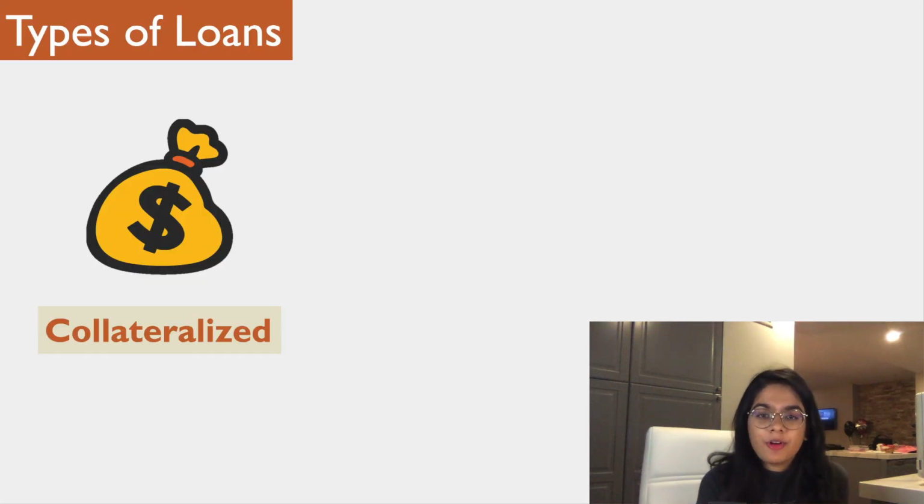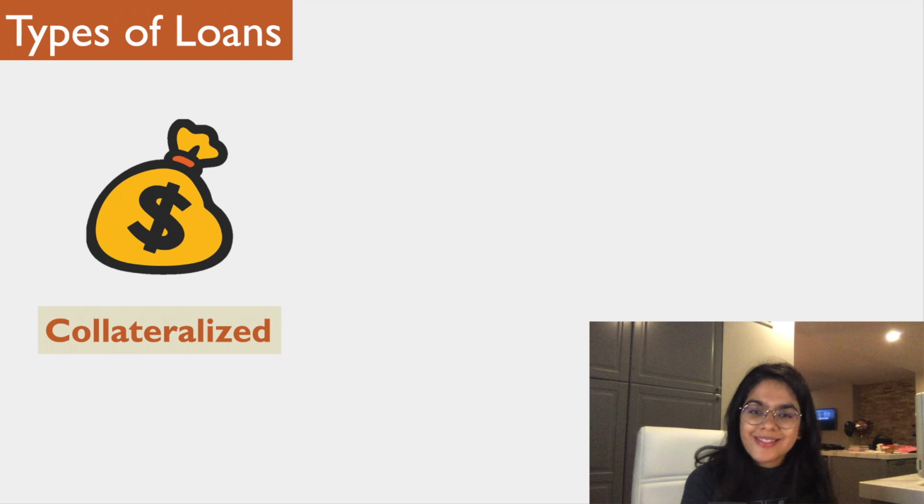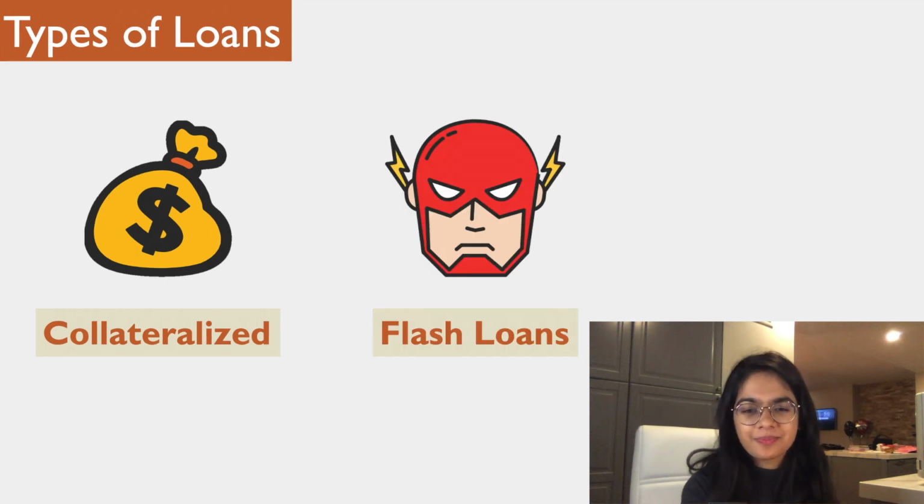Now, there are two types of decentralized loans that we'll be talking about today. The first type is called collateral loan. And the second one, which is my personal favorite, is flash loans.